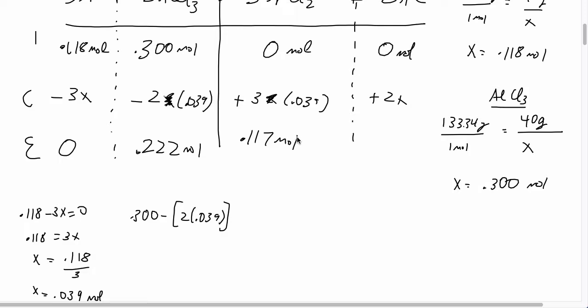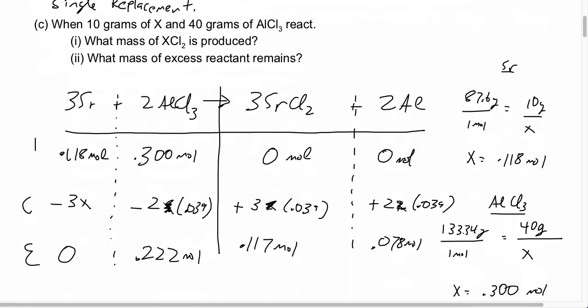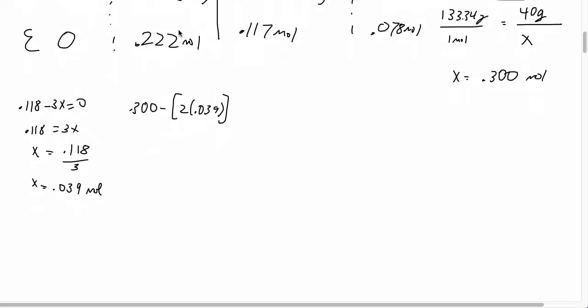And 2 times 0.039. So 2 times 0.039 equals 0.078. So technically the problem is done at this point, although the first one asks for the mass of XCl2 produced. So why don't we do the answers down here.